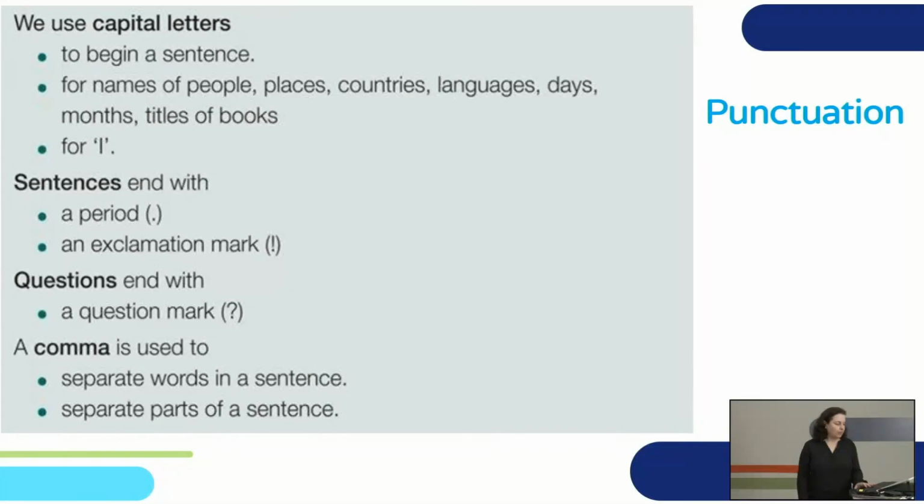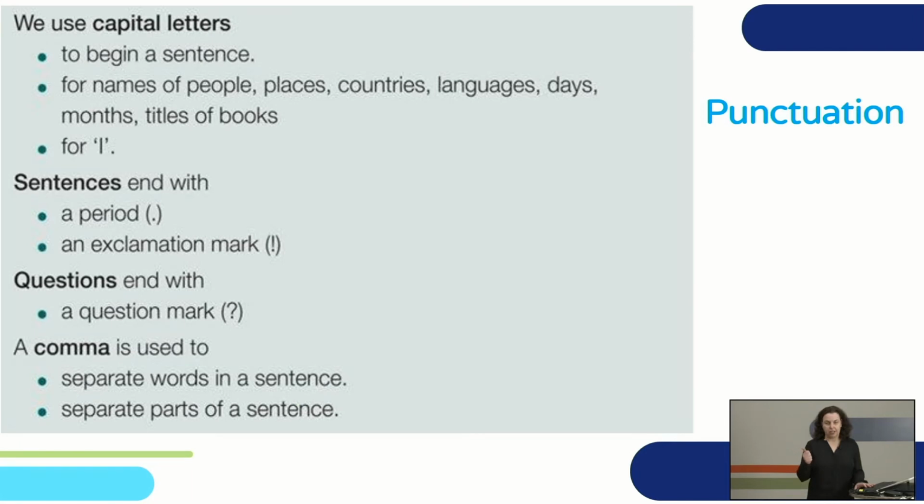Let's talk about punctuation a little bit. We use capital letters to begin a sentence. You must put a capital letter to begin a sentence. And for names, of course, of people, places, countries, languages, months, and titles of books. And of course, a capital letter for the word I.